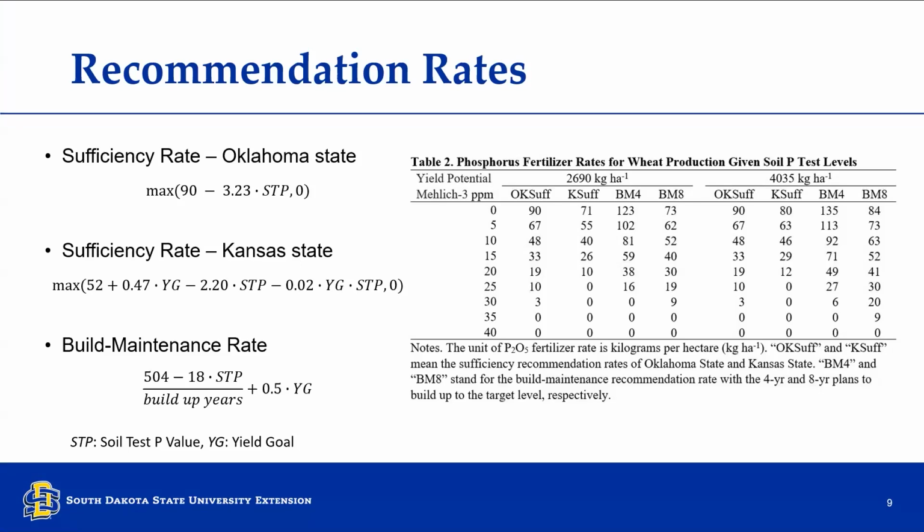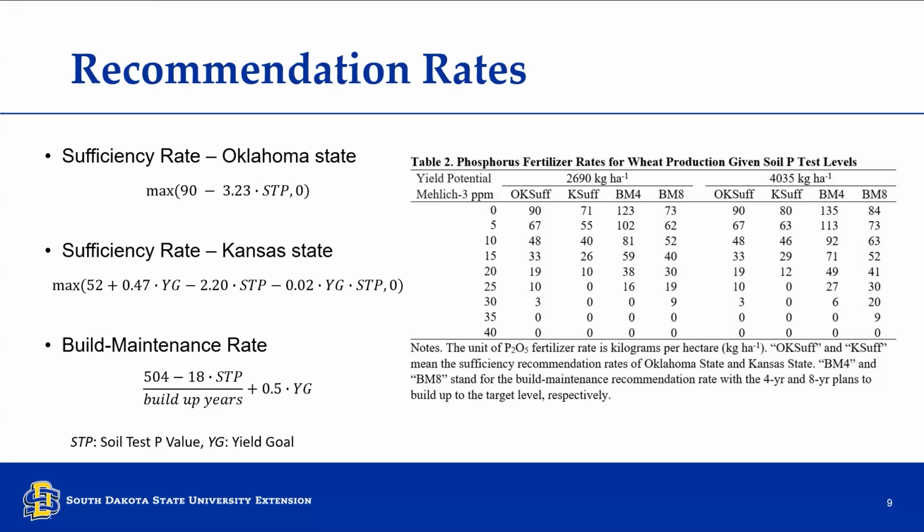First one is the sufficiency rate for Oklahoma State. Oklahoma State's sufficiency rate is based only on soil test phosphorus, so they don't adjust their sufficiency rate for different yield goals. But the Kansas State sufficiency rate we call the hybrid sufficiency rate. That's adjusted a little bit for yield goals. So when the yield potential is really high, they apply a little bit more, but not over the target level for build maintenance.